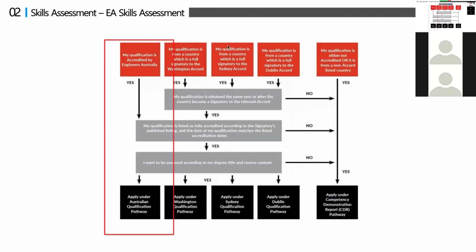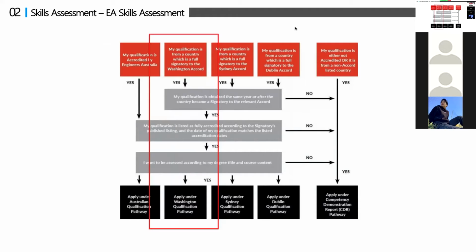The next pathway, next stream, we call the Washington Accord stream. Washington Accord means this assessment is for the people who complete the course in Australia or outside of Australia. So to understand this stream, we must know what the Washington Accord is. So let's move to the next slide to talk about the Washington Accord.